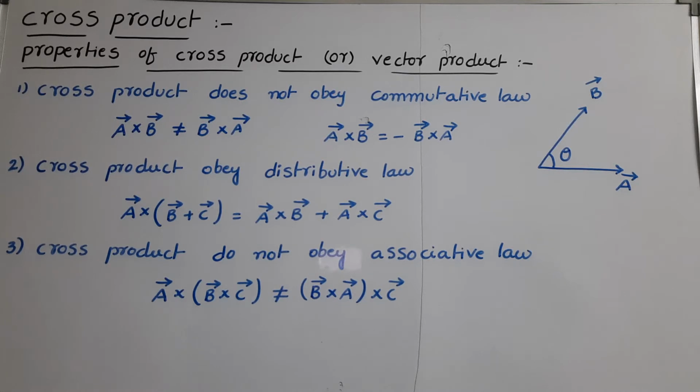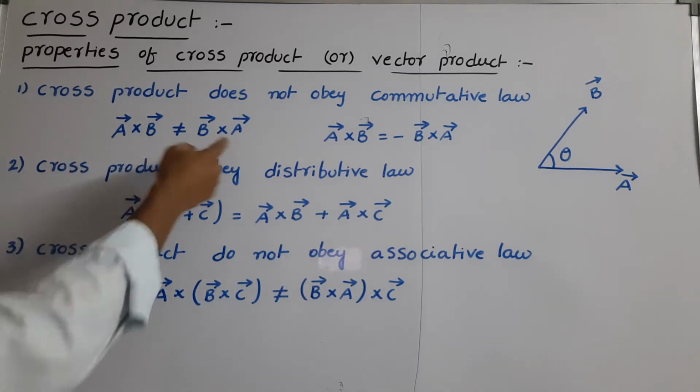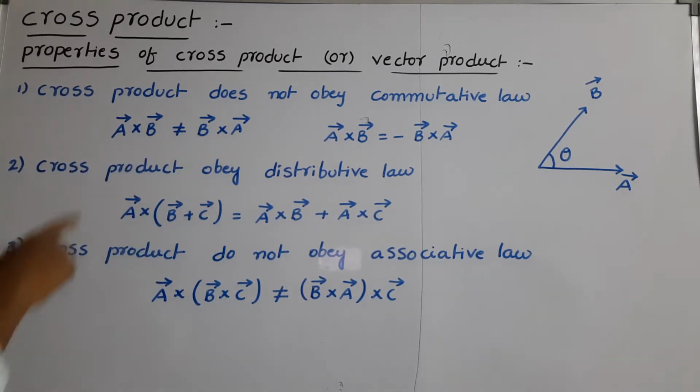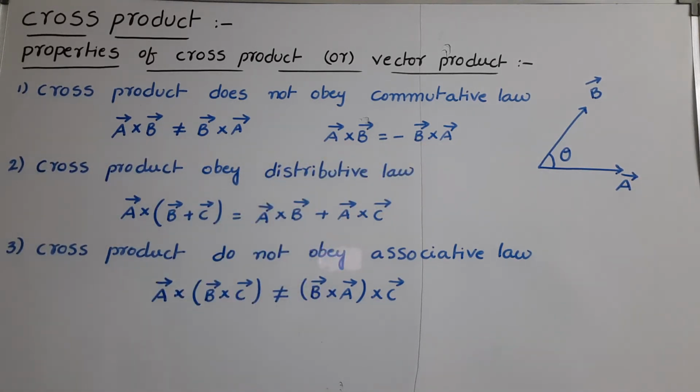Properties of cross product or vector product. Cross product does not obey commutative law. So A bar cross B bar is not equal to B bar cross A bar, but A bar cross B bar is equal to minus of B bar cross A bar. That means A bar cross B bar and B bar cross A bar both are in opposite direction.